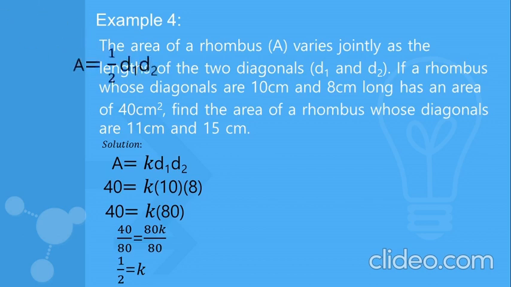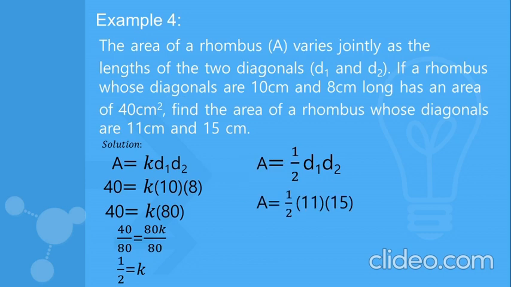Writing the equation of the variation, we will have A is equal to 1/2 d sub 1 times d sub 2. Therefore, to find the area of a rhombus whose diagonals are 11 centimeters and 15 centimeters, we just substitute 11 and 15 in place of d sub 1 and d sub 2. Therefore, we have A is equal to 1/2 times 11 times 15.